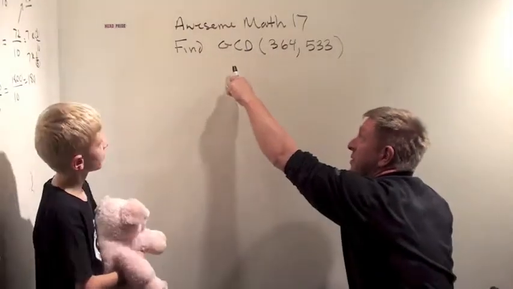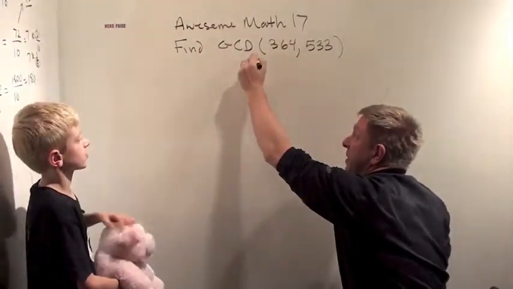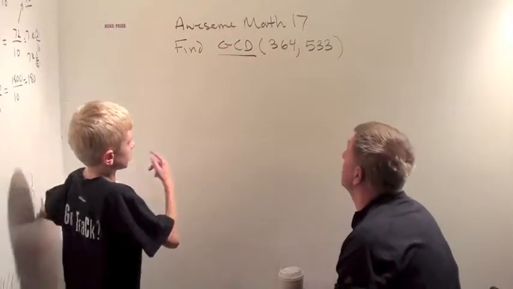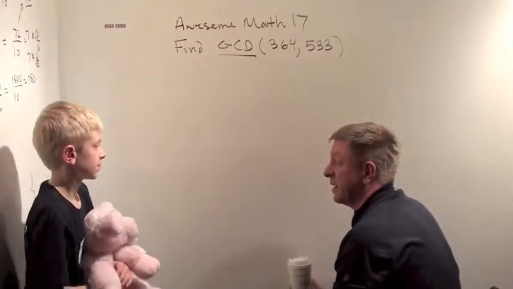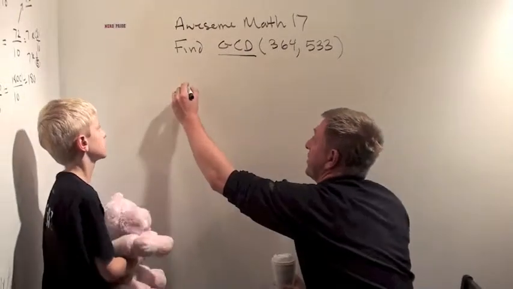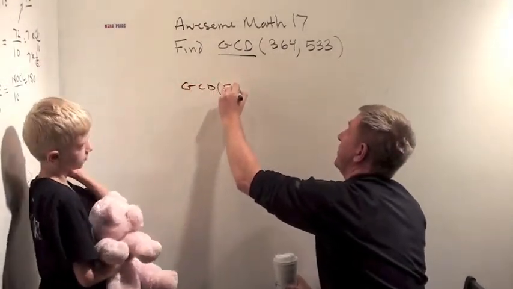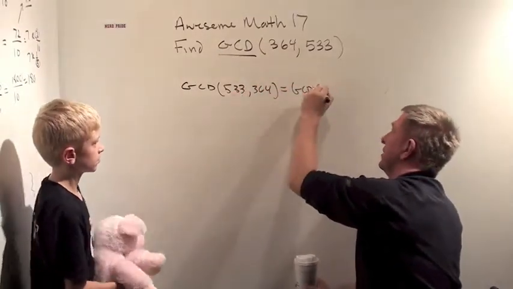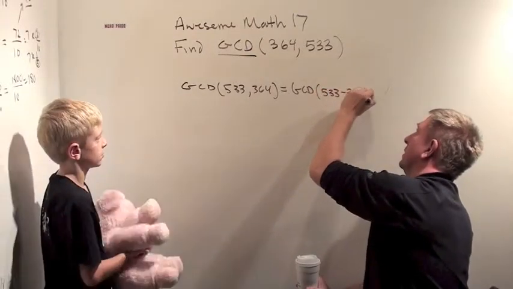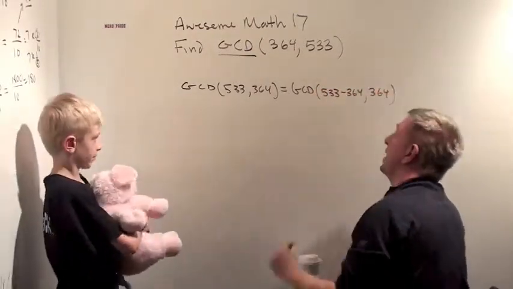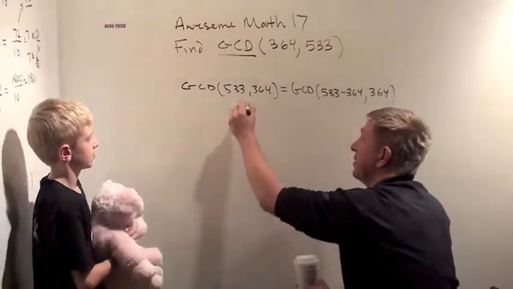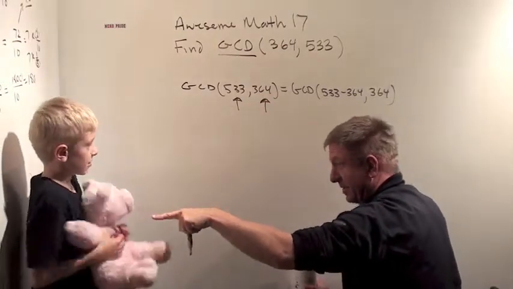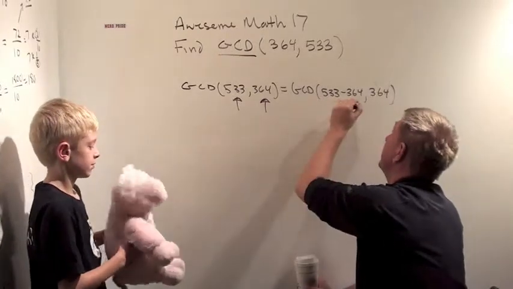So, the Euclidean Algorithm, which helps us find the greatest common divisor, and what is the greatest common divisor? What does it mean? It's the biggest divisor that is on both of their lists. Okay, and the Euclidean algorithm makes an awesome observation that the greatest common divisor of 533 and 364 is the same as the greatest common divisor of their difference and the smaller number. And the reason is because if a number goes into 533 and into 364, any divisor, right, Pig? It goes into their difference also.